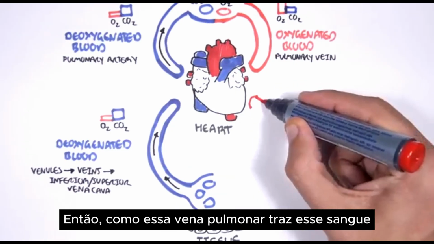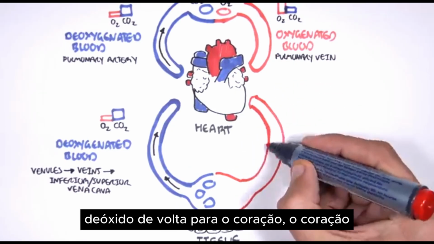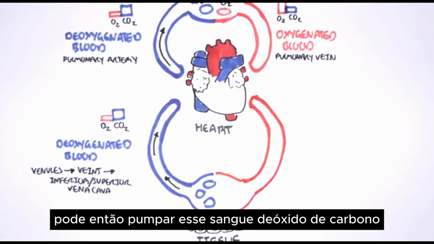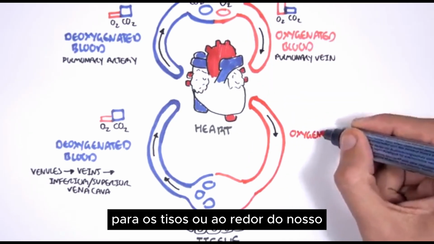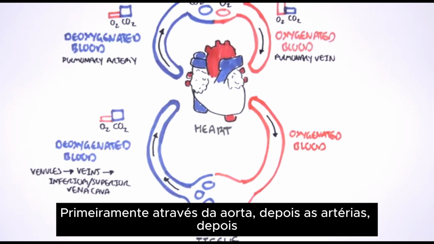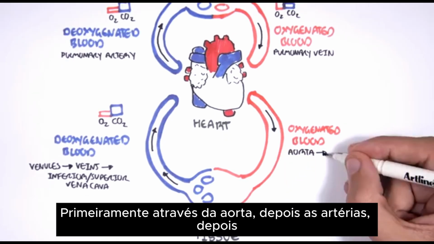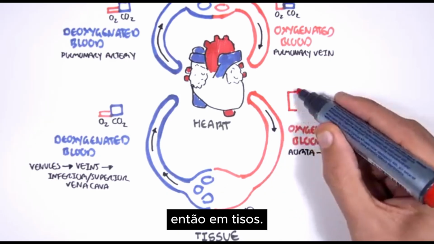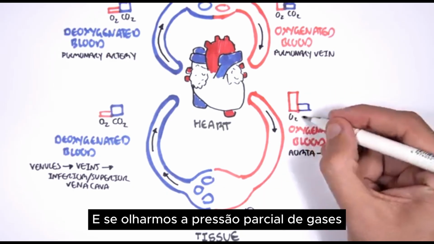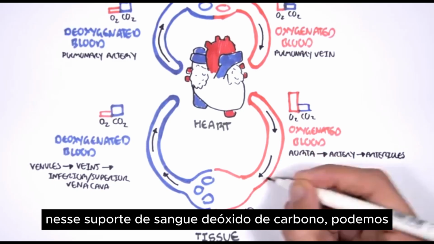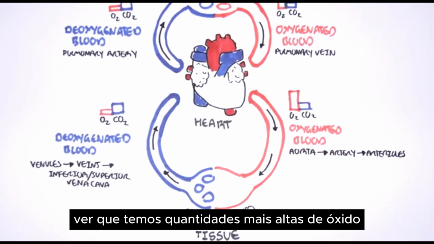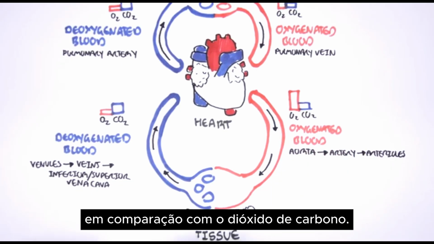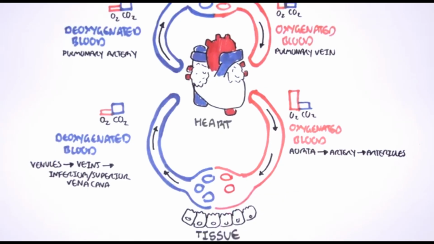So as this pulmonary vein brings this oxygenated blood back to the heart, the heart can then pump this oxygenated blood to tissues or around our body. First of all, through the aorta, then the arteries, then the arterioles, where the arterioles will then form capillaries, and then into tissues. And if we look at the partial pressure of gases in this oxygenated blood supply, we can see that we have higher amounts of oxygen compared to carbon dioxide.